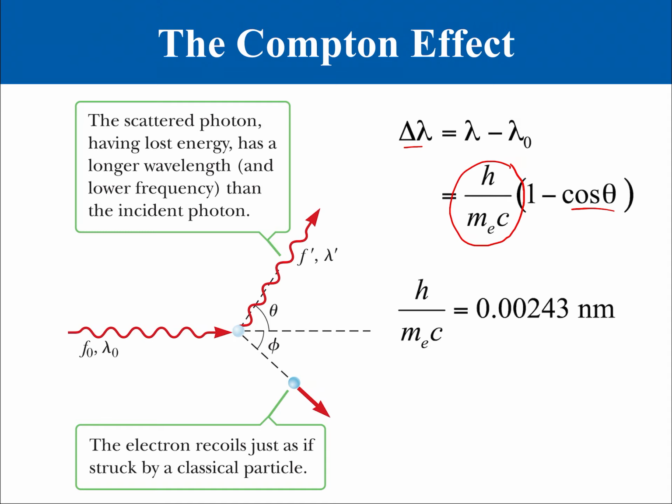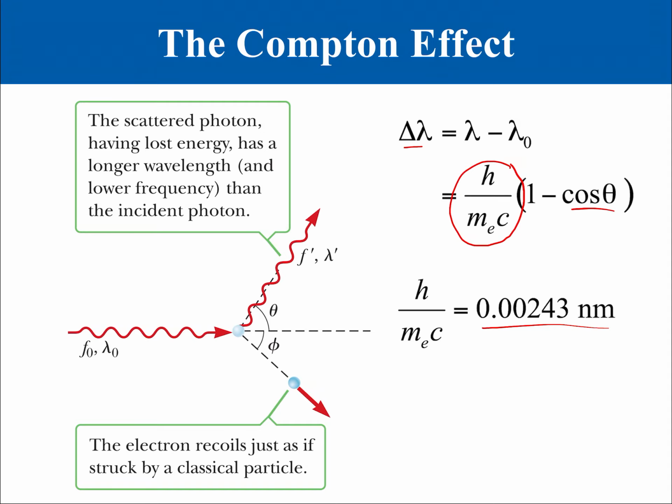Experimental results for X-rays scattered from various targets obey this equation and so support the photon concept, right? Just like the photoelectric effect was experimental confirmation of the quantization of light into packets called photons, likewise the Compton effect was further validation of that theory. And again, this shift is very small. It is a fraction, about a thousandth of a nanometer.